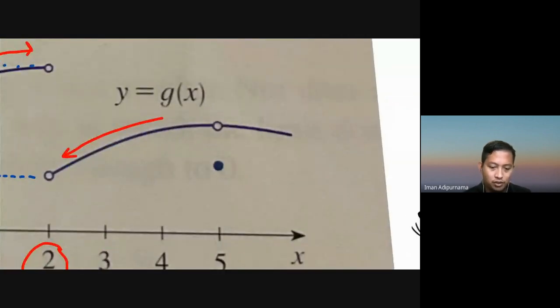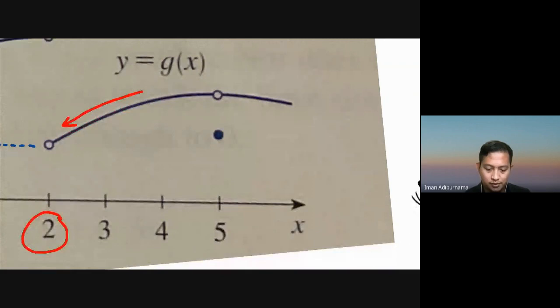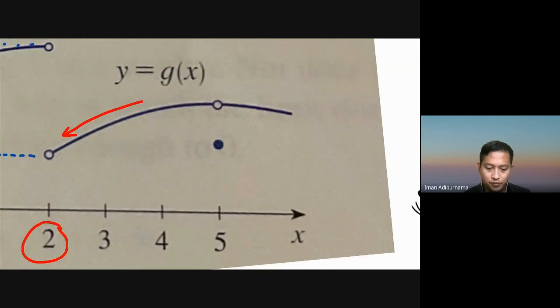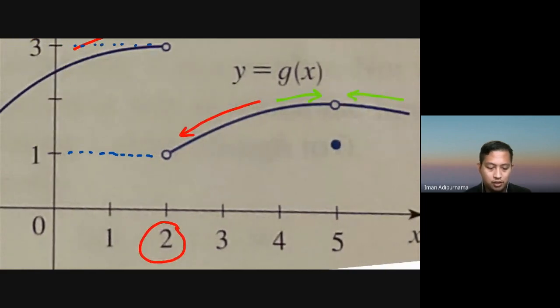All right. Now we are looking at the number 5. Let me use a different color. Let me use the green one. From the right, from the left. It is around.